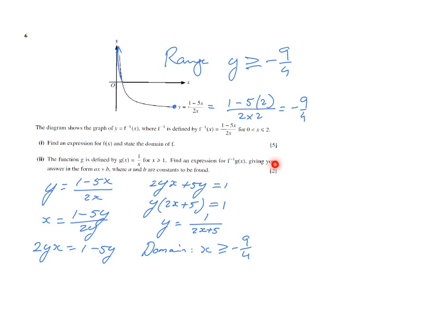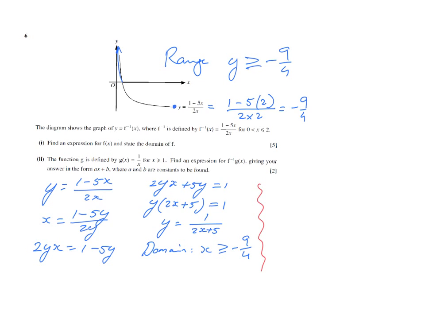Fantastic. Let's move on to the second part. The function g is defined by 1 over x for x bigger than 1. We have to find the composite function, giving your answer in the form ax plus b, where a and b are constants to be found.